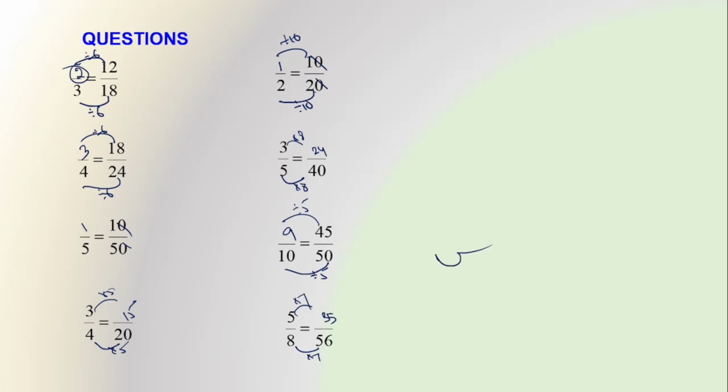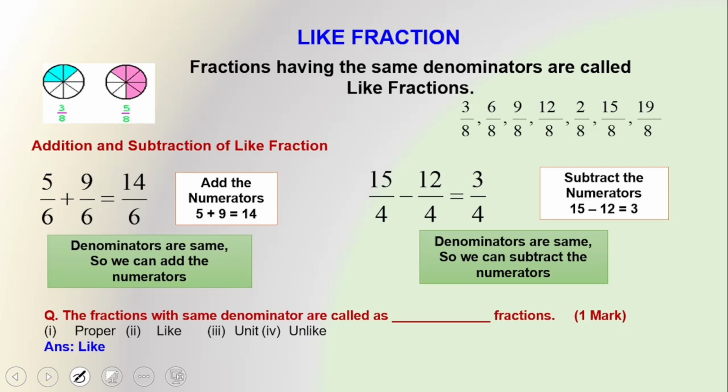Understand? Now next, coming to the next part, that is like fractions. What are like fractions? Fractions having the same denominator are called like fractions. For example, 3 by 8, 6 by 8, 9 by 8. All the fractions have an equal denominator, yes or no? 8, 8, 8. This type of fractions are called like fractions.